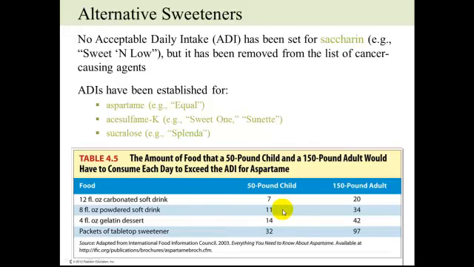Now, the ADI talks about how much it is safe to eat on a daily basis for the rest of your life. So if for some reason one day you had a really crazy day and you drank 20 Diet Cokes, it would probably be okay for that one day. This has to do with how much is safe to take in, how much is acceptable to take in over the course of a lifetime.